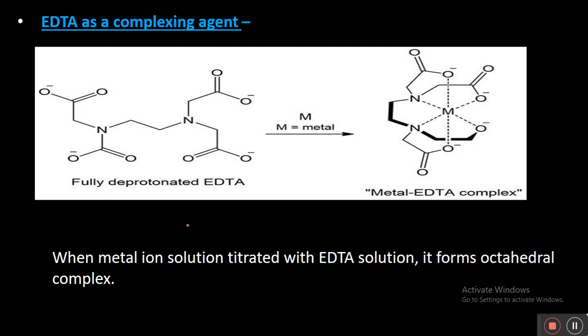Now how does this reaction look like? This is our fully deprotonated EDTA, and this combines with this metal ion, and then it forms this octahedral complex. So this is how the octahedral complex looks like. So when a metal ion solution is titrated with EDTA solution, it forms the octahedral complex.